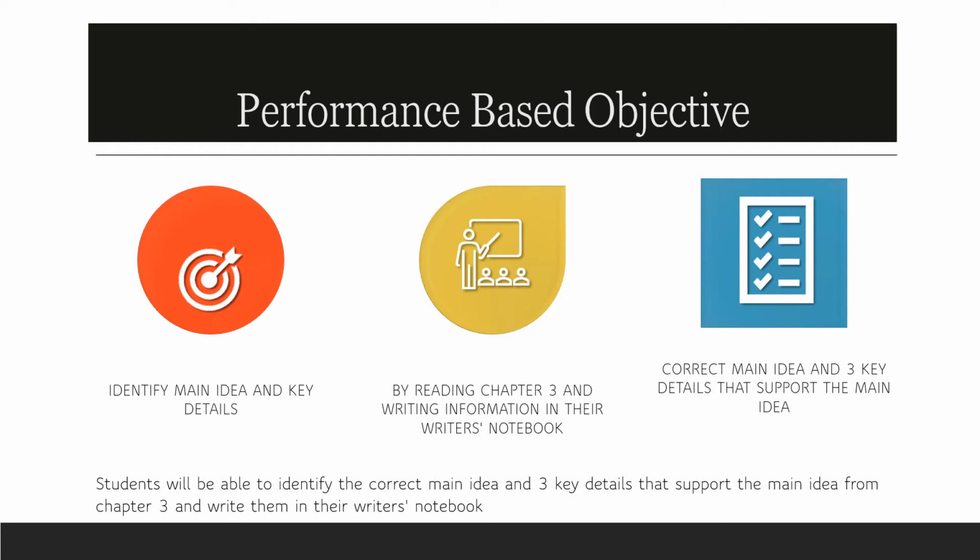Now we're going to break it into 3 parts. First is to identify the main idea and key details. I took that directly from the standard. They're going to do that by reading chapter 3 and writing information in the writer's notebook. And what I'm looking for is the correct main idea and 3 key details that support the main idea. That's what I want to see in order for them to pass or get the highest score. So we write this then as students will be able to identify the correct main idea and 3 key details that support the main idea from chapter 3 and write them in their writer's notebook.